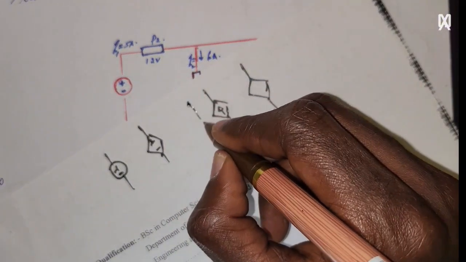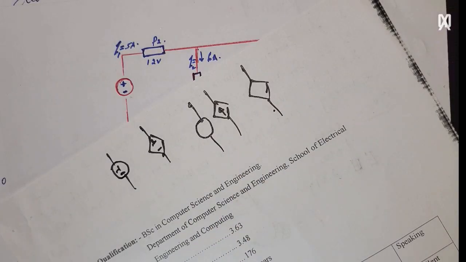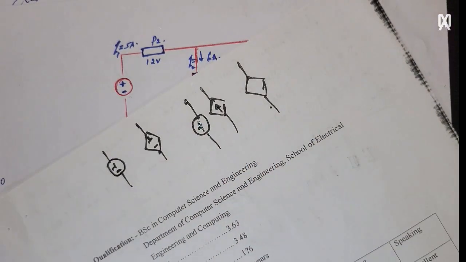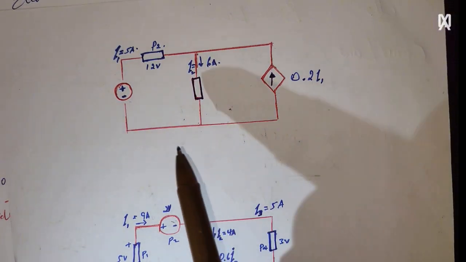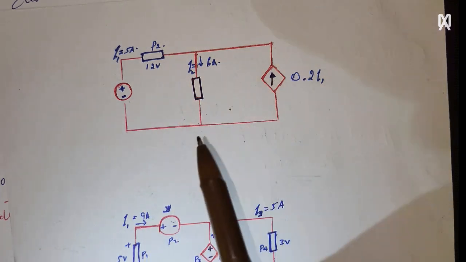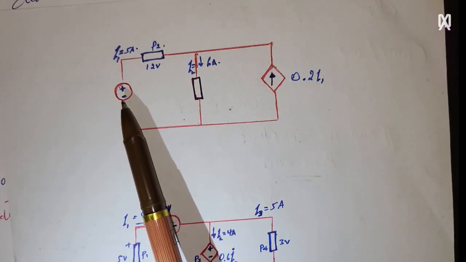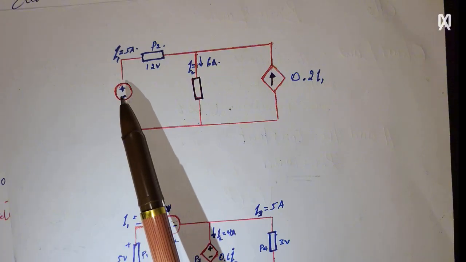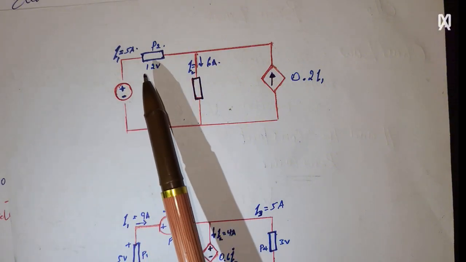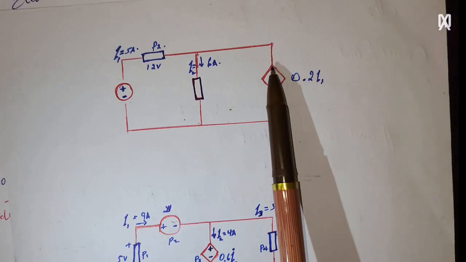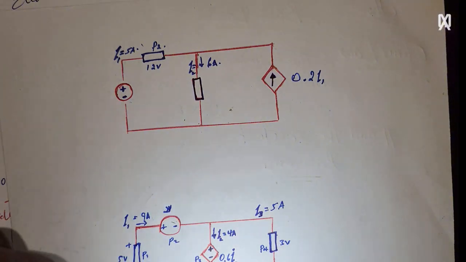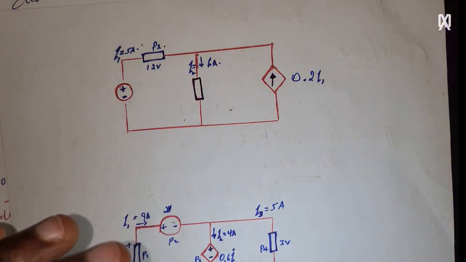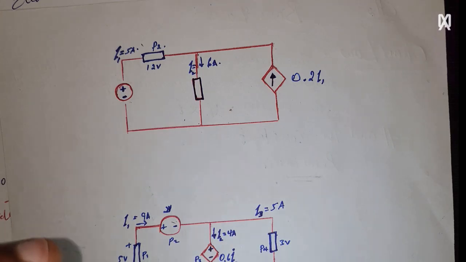So let's see an example. This circuit shows an independent voltage source. This voltage source is independent of the other branches or the other components in the circuit. It provides the amount of voltage needed, independent of the other circuit elements or branches.